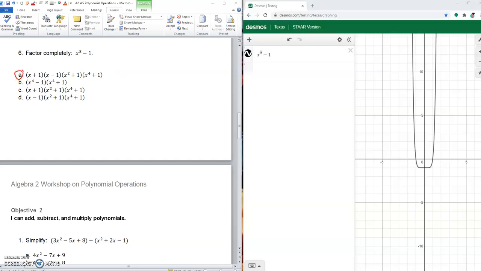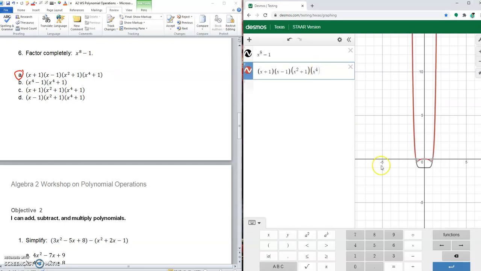Checking it with Desmos, plug in the original expression, then plug in choice A onto Desmos. And as you can see, it went on top of your original graph. So that confirms that your answer is A.